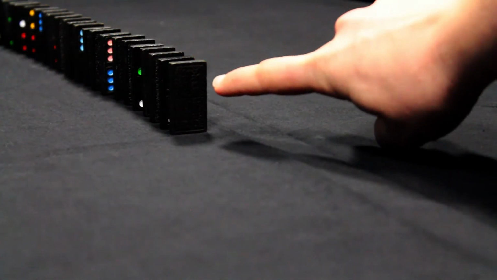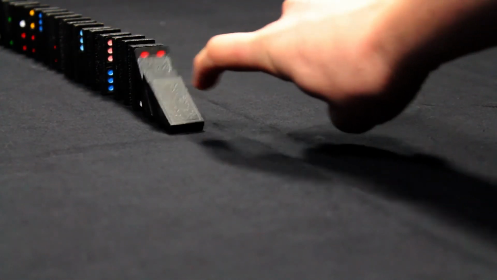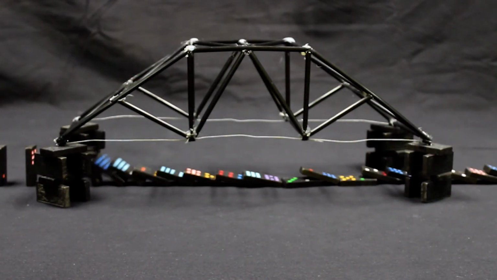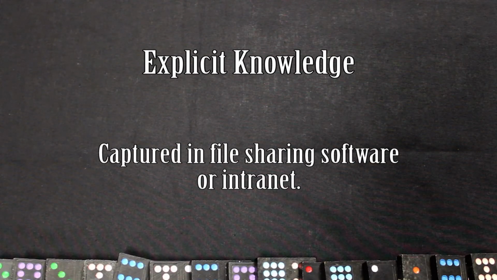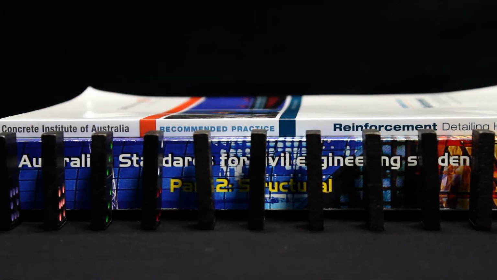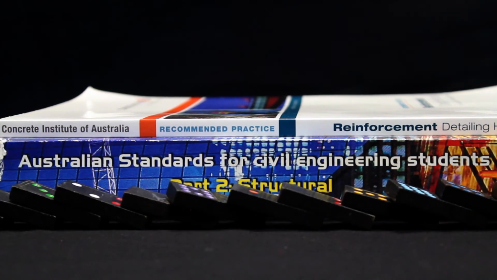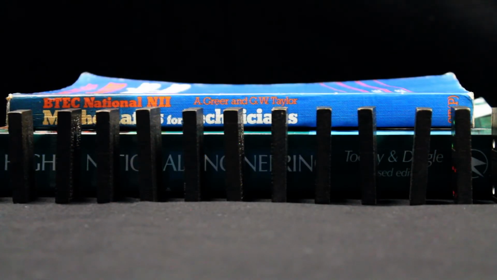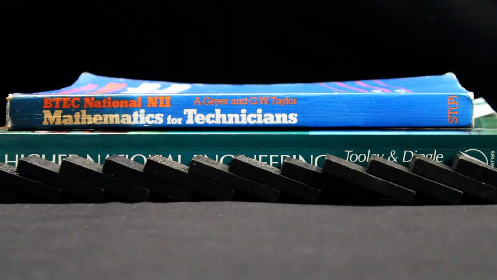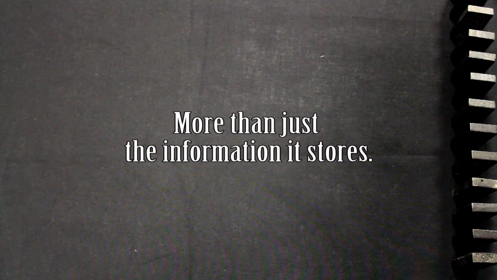Now consider the journey of a piece of knowledge, created by a graduate engineer, say a bridge design. The plans and calculations are explicit knowledge that can be captured in file-sharing software or an intranet for access by anyone in the company. In order to ensure the design meets required strength and serviceability, the grad would have referred to the Australian standards, where tried and tested best practices are stored in order to speed the design process by outlining critical steps. But a company's intellectual assets are more than just the information it stores.